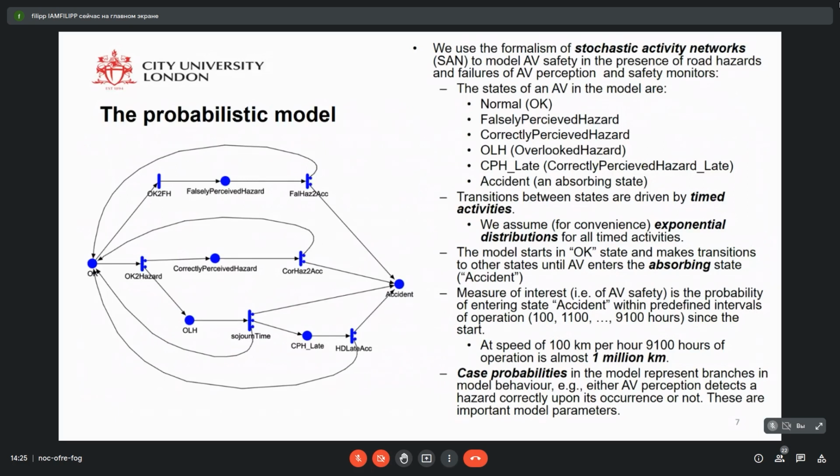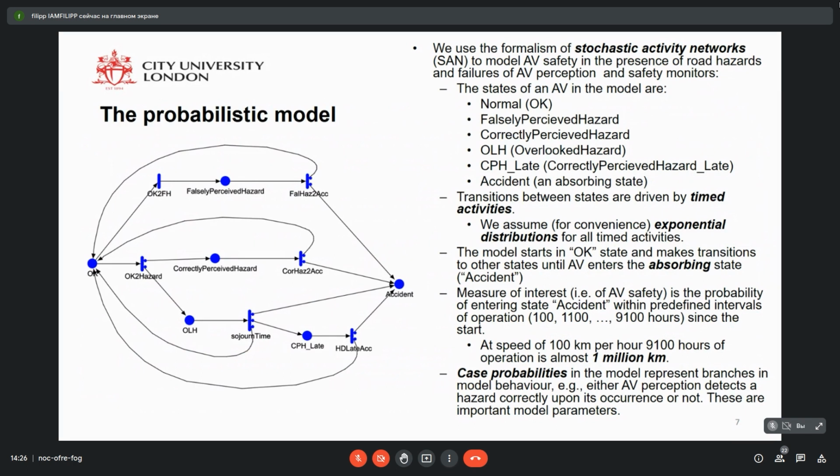And now the model. After so many words explaining what the model does, this is what the model looks like. We have several states. One is the okay. There is no hazard on the road, and everything in the AV works correctly. Hazards occur with some intensity. They are random, but nevertheless, there is a stochastic process which you can study in order to see how frequently and what are the characteristics of the times, the distribution of times between the hazards.